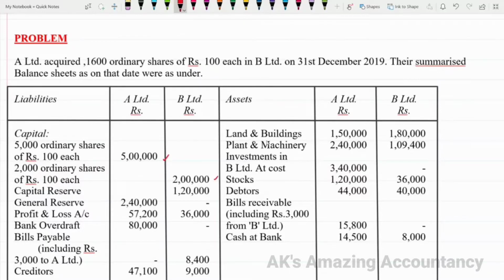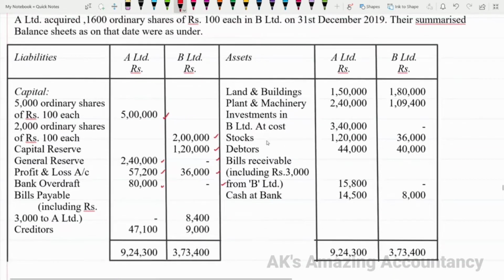Capital reserve, A Limited nil, B Limited 1 lakh 20,000. General reserve, 2,40,000 for A Limited and nil for B Limited. Profit and loss account 57,200 for A Limited and 36,000 for B Limited. Bank overdraft A Limited 80,000, nil for B Limited. Bills payable including rupees 3,000 to A Limited, nil in A Limited column and 8,400 in B Limited's column. Creditors A Limited 47,100, B Limited 9,000.